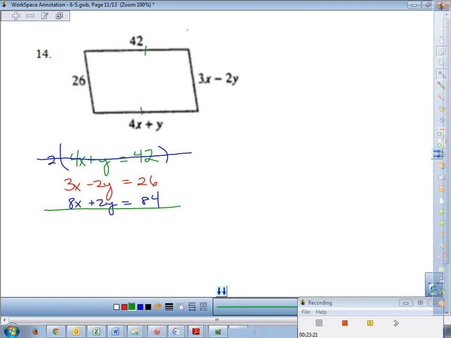8x and 3x, how much? 11x. Don't the y's cancel? And 26 plus 84, that would be 110, right? So what does x equal? 10? We cool with that? Are we done? We found x. What do we need to find now? We need to find a y. So I'll take it into any of these equations. It doesn't really matter. I'll go back into this top equation to be quite honest with you.